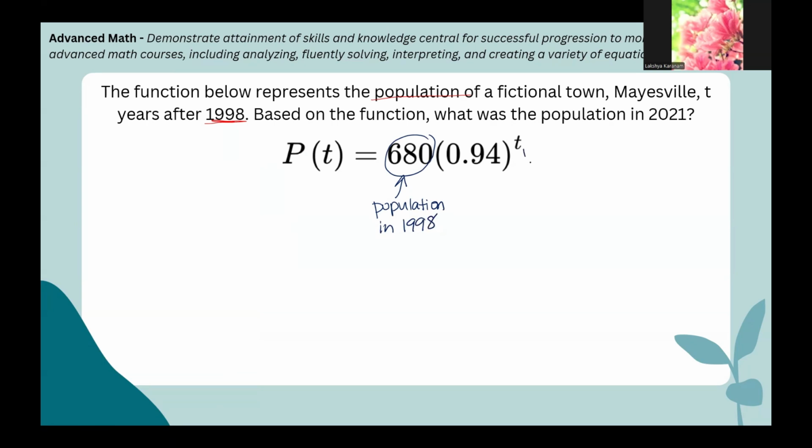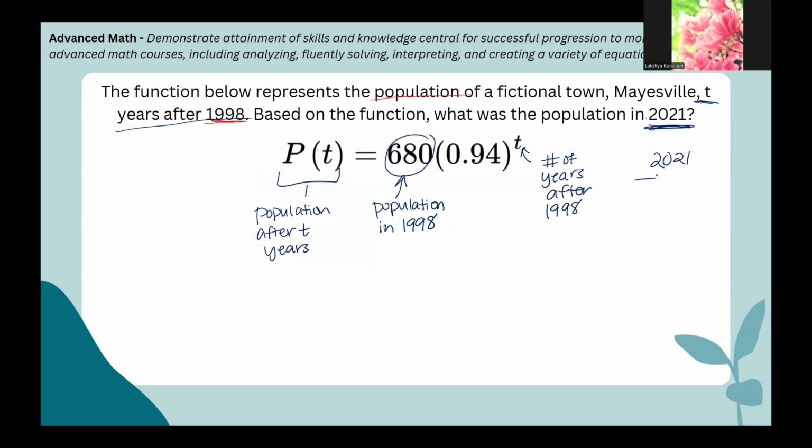And T is the number of years, and this it gives you, right? T is the number of years after. And the P of T, which is what you want to find, is the population at a given number of years. So how many years? Well, how many years since 1998 is 2021? You're just going to subtract those, right?